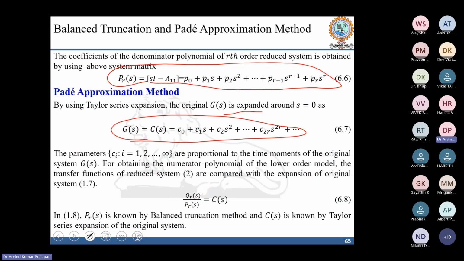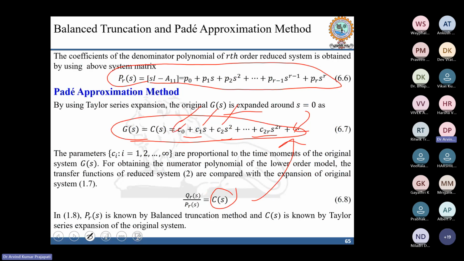So these polynomials C0, C1, C2 are called the time moment polynomials, and we can determine them by using Taylor series expansion. Once you have calculated these, you can mix the balanced truncation technique with the Padé approximation technique. How? These polynomials are known because it is just the Taylor series expansion of the original system, which we can easily do by using Matlab, or you can do it manually also.